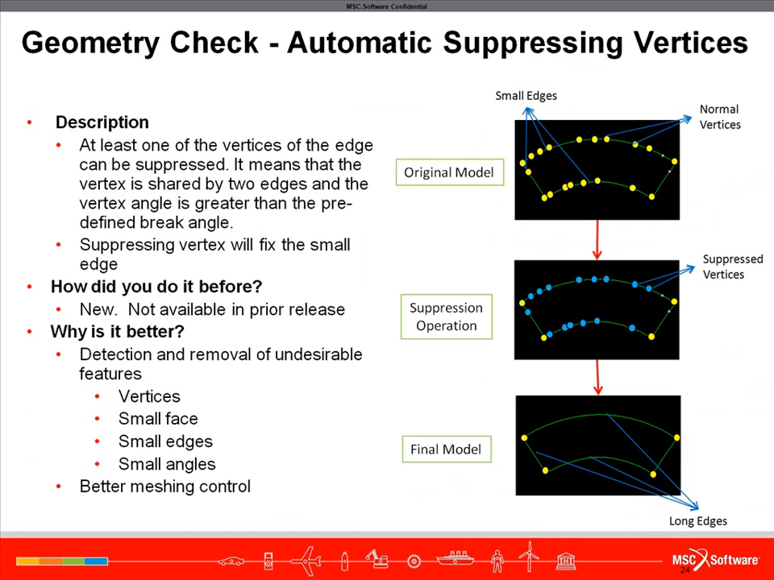Here I'm showing that the original model contains some vertices and some small edges, and after the suppression operation you have these long edges with much fewer vertices, and you have clearly detected and removed undesirable vertices, small faces, small edges, and angles with this automatic suppressing utility.